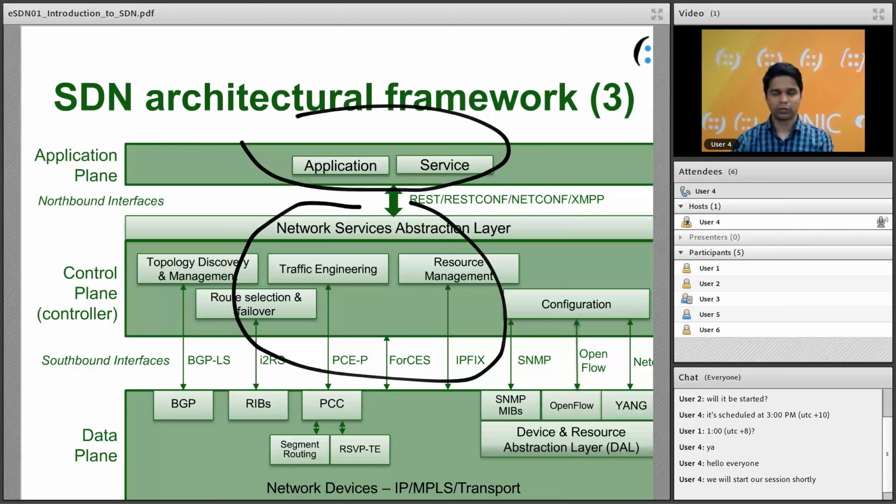We also have two very important keywords. One is the northbound interface, and one is the southbound interface. We say north and south from the perspective of the controller. Anything between the application layer and the network layer is the northbound interface. Anything between the controller and the data plane is the southbound interface.